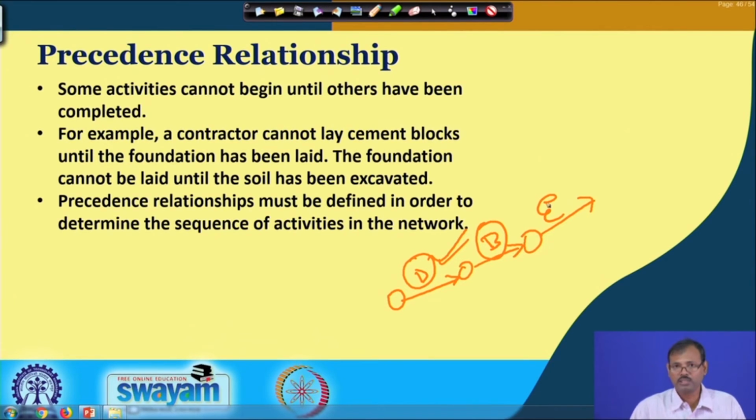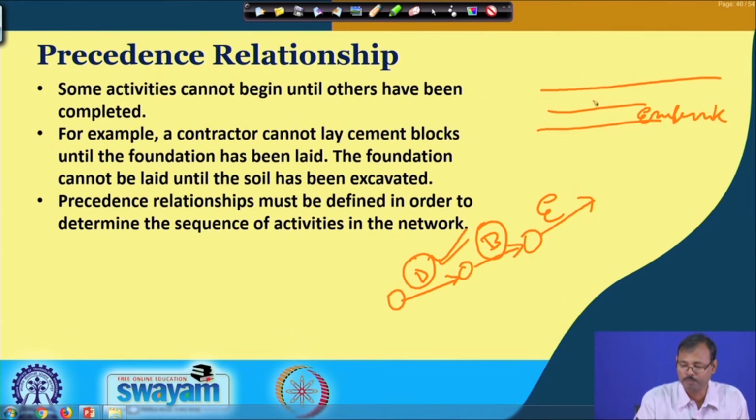As in the last class we have seen the example of construction of a road. In the road there are layers: the first layer is the embankment, the second layer is the sub base, the third layer is the base, and the fourth layer is the wearing surface.